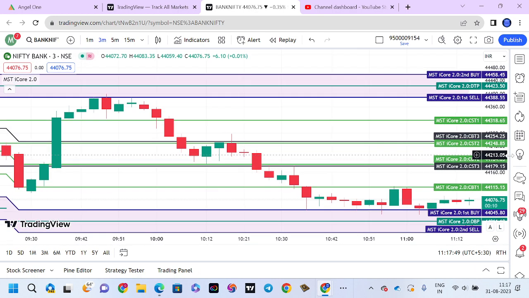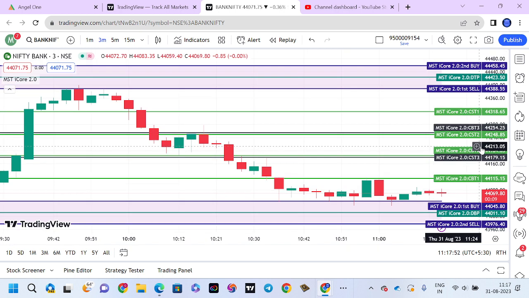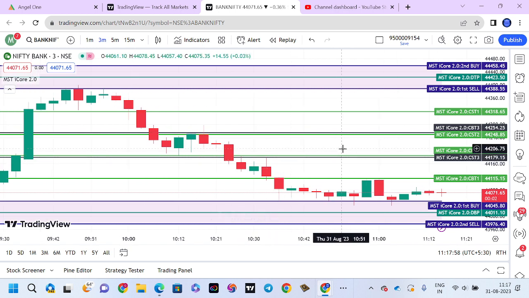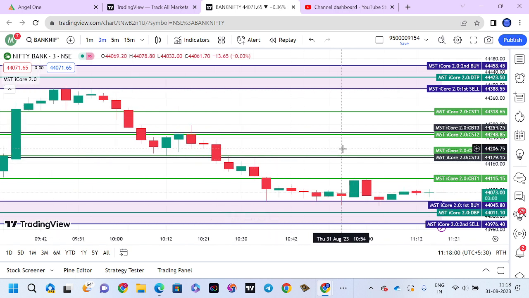What else do you want? Though the market was not moving properly on either side, we got our target hit. So this is the accuracy of our indicator. Whoever wants to take trades in this market, and if you don't want to lose in this market, there is no other opportunity than subscribing to our indicator.